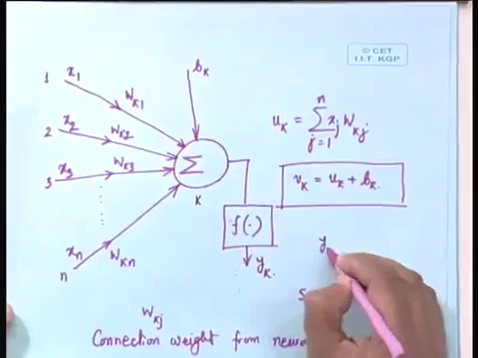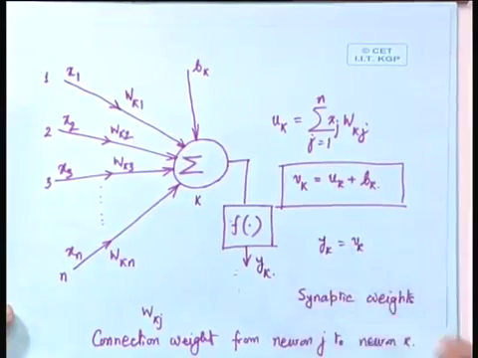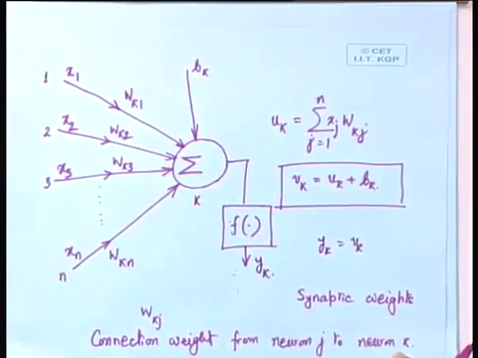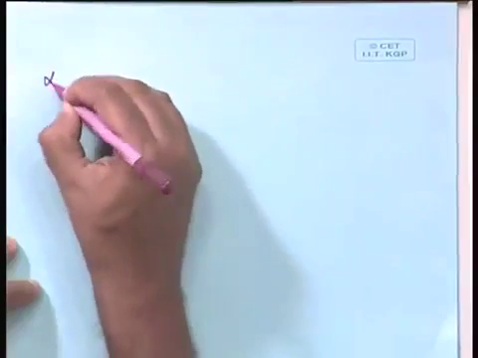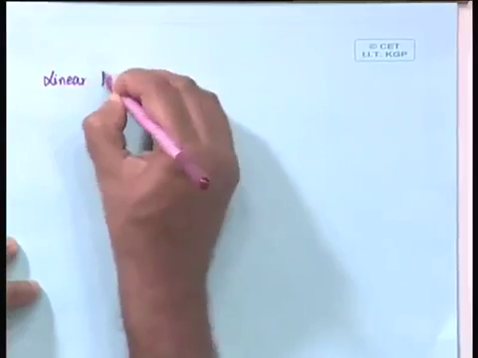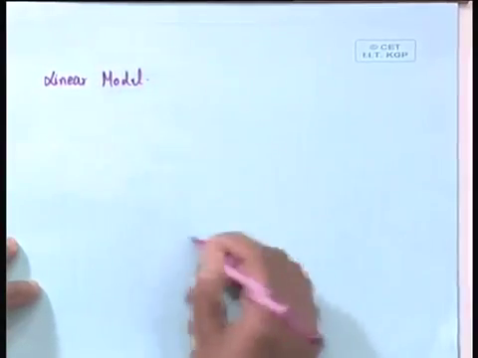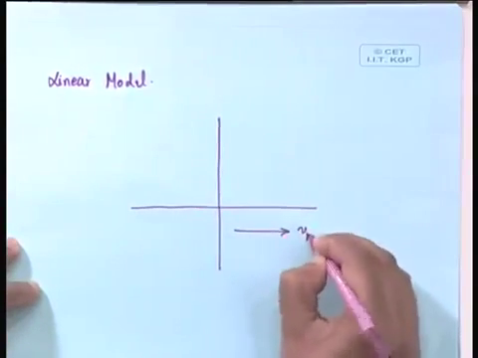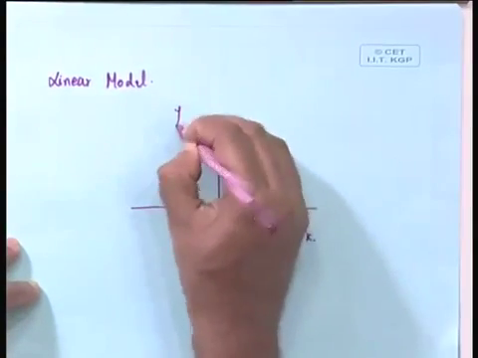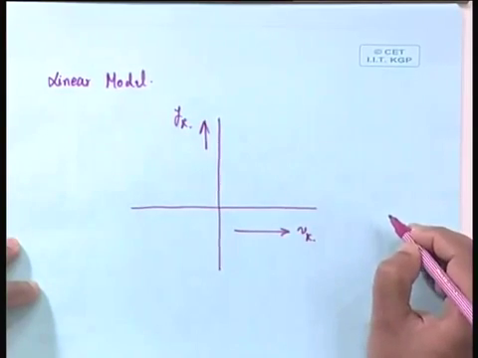That means to say that we make yk equal to vk. If we make it that way, then our model gets quite simplified. In that case, how will the input output characteristics be? Pretty simple, because if we take a linear model, we can plot it like this. This axis is vk and this axis is yk.